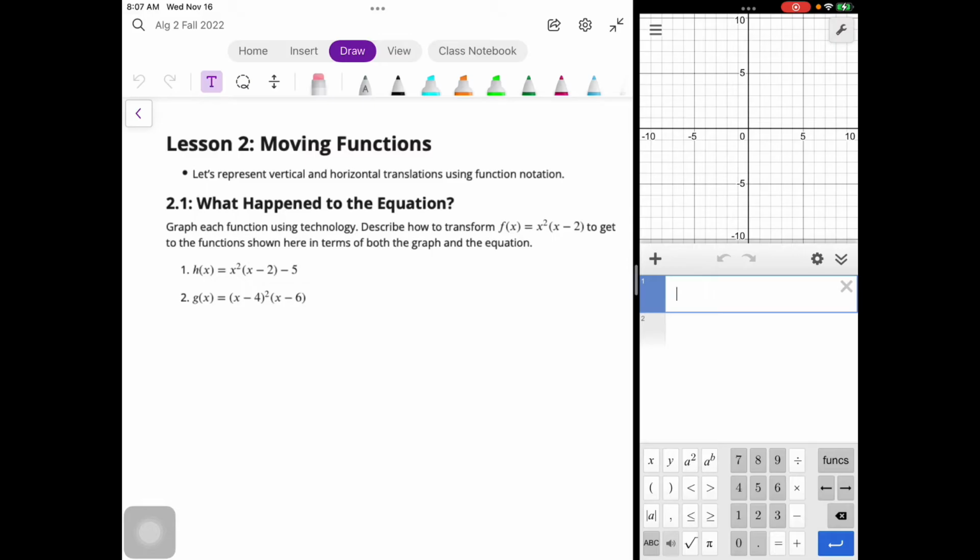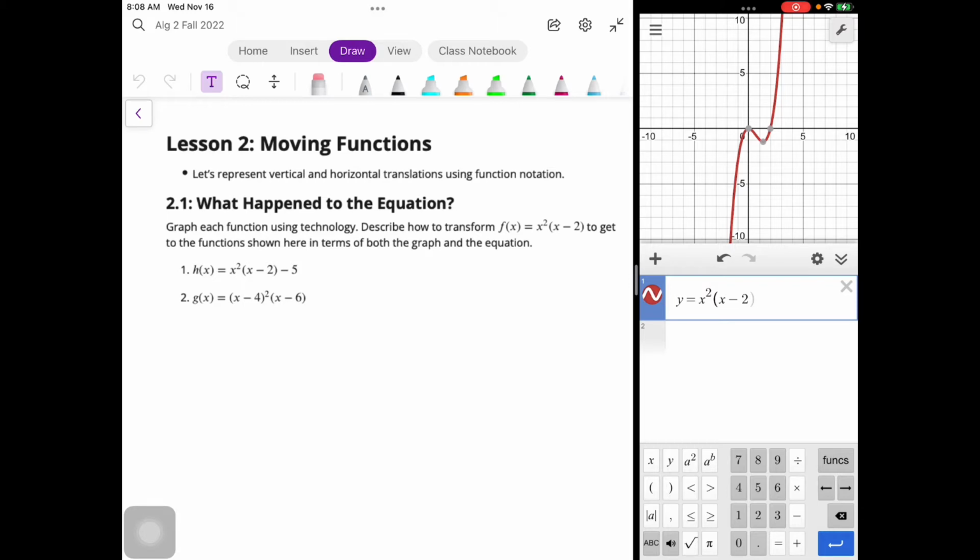Describe how to transform f of x equals x squared times x minus 2 to get the functions shown here, in terms of both the graph and the equation. All right, so let's take a look at the graphs. And I'm going to first put in the first equation, f of x or y equals x squared times the quantity of x minus 2. So our original is our red graph.